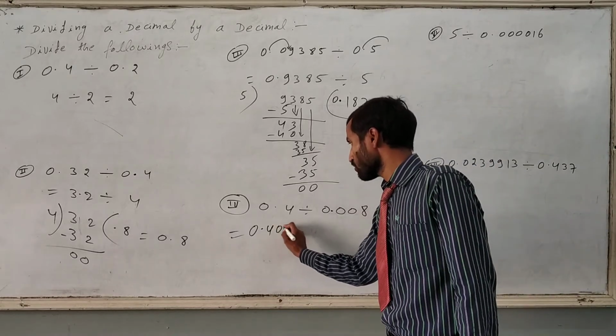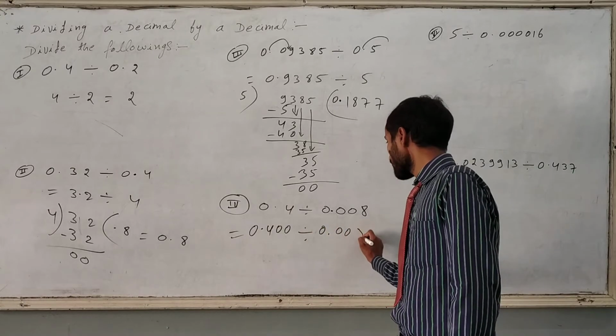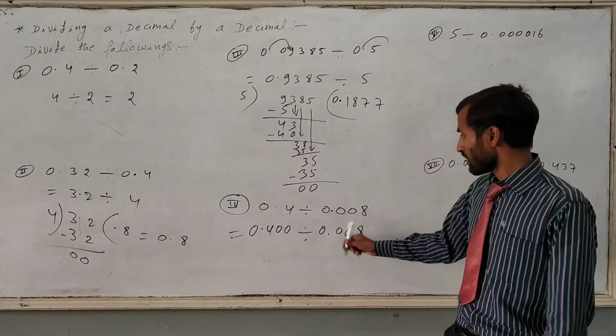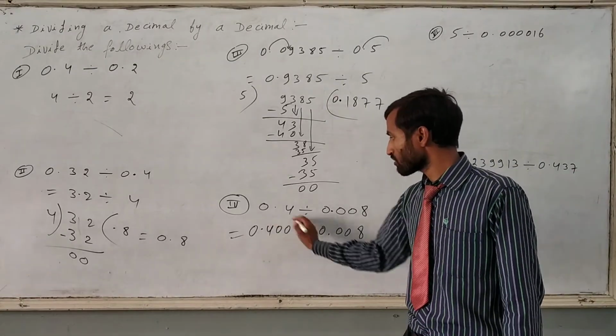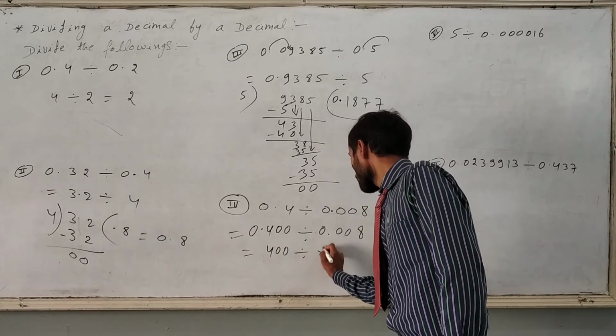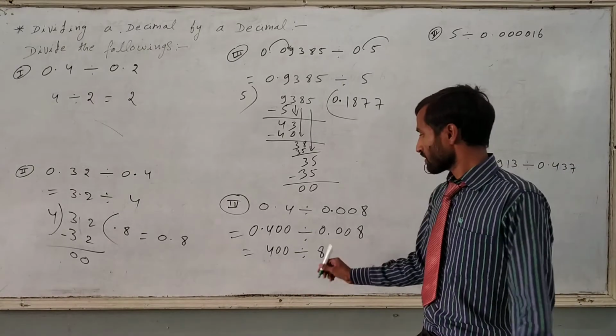So for that we can put 2 zeros, then divide by 0.008. So now here also 3 decimal places are there. Then we can remove these decimal places; it will remove all. Then it will be 400 divided by 8.